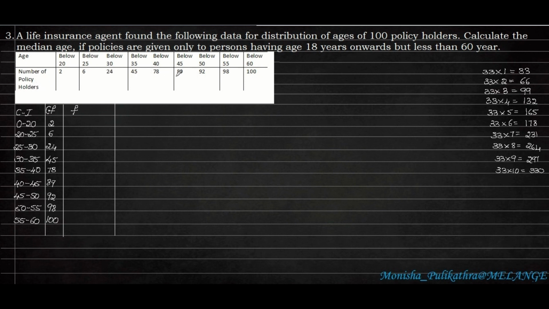Next, in the second column, number of policy holders. Here the number of policy holders they have given up to 100. So this is not the frequency. This is the cumulative frequency they have given. The frequency section is not given here. We know that cumulative frequency is found by adding the frequency terms. If frequency is given, then the cumulative frequency is done by adding the successive terms one by one. But here they have already given the cumulative frequency, and we have to find the frequency.